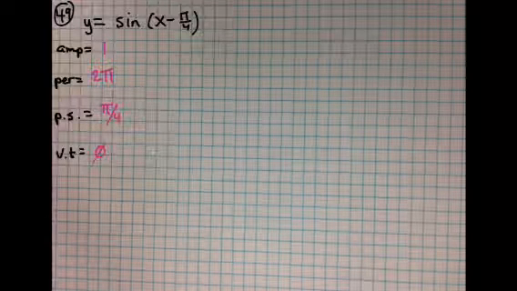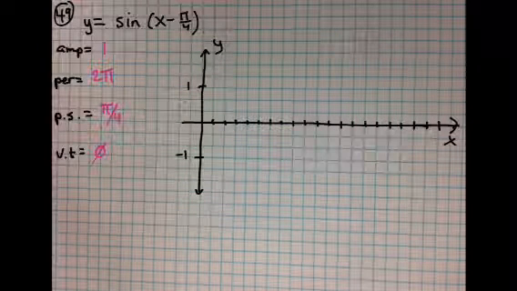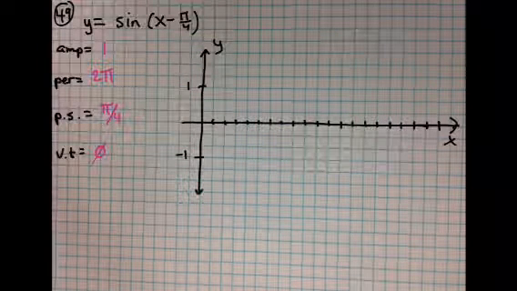Alright, so we have an amplitude of 1, a period of 2 pi. Phase shift is pi over 4 to the right. Vertical translation, none. So here's my axis. Notice I haven't labeled anything yet.